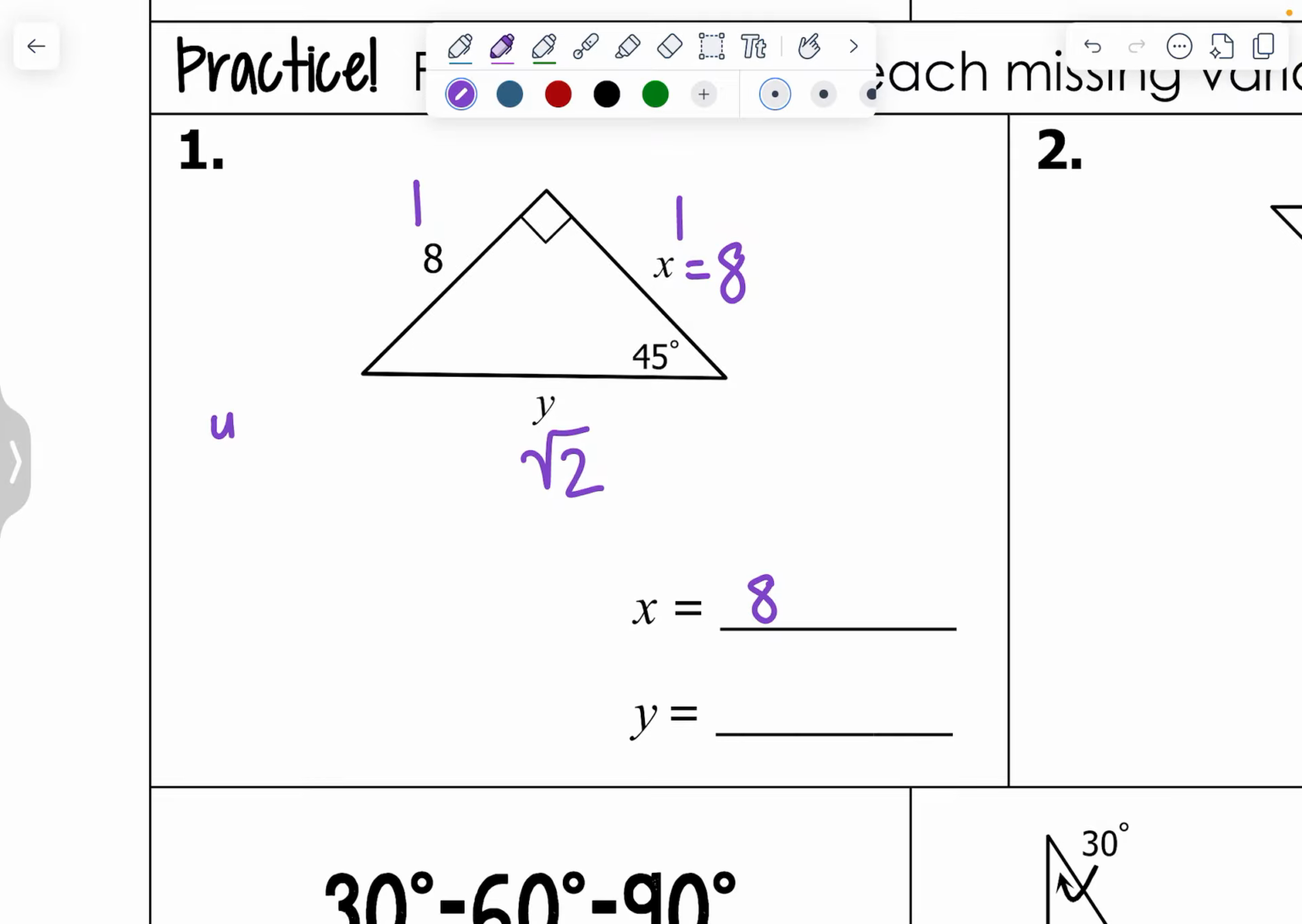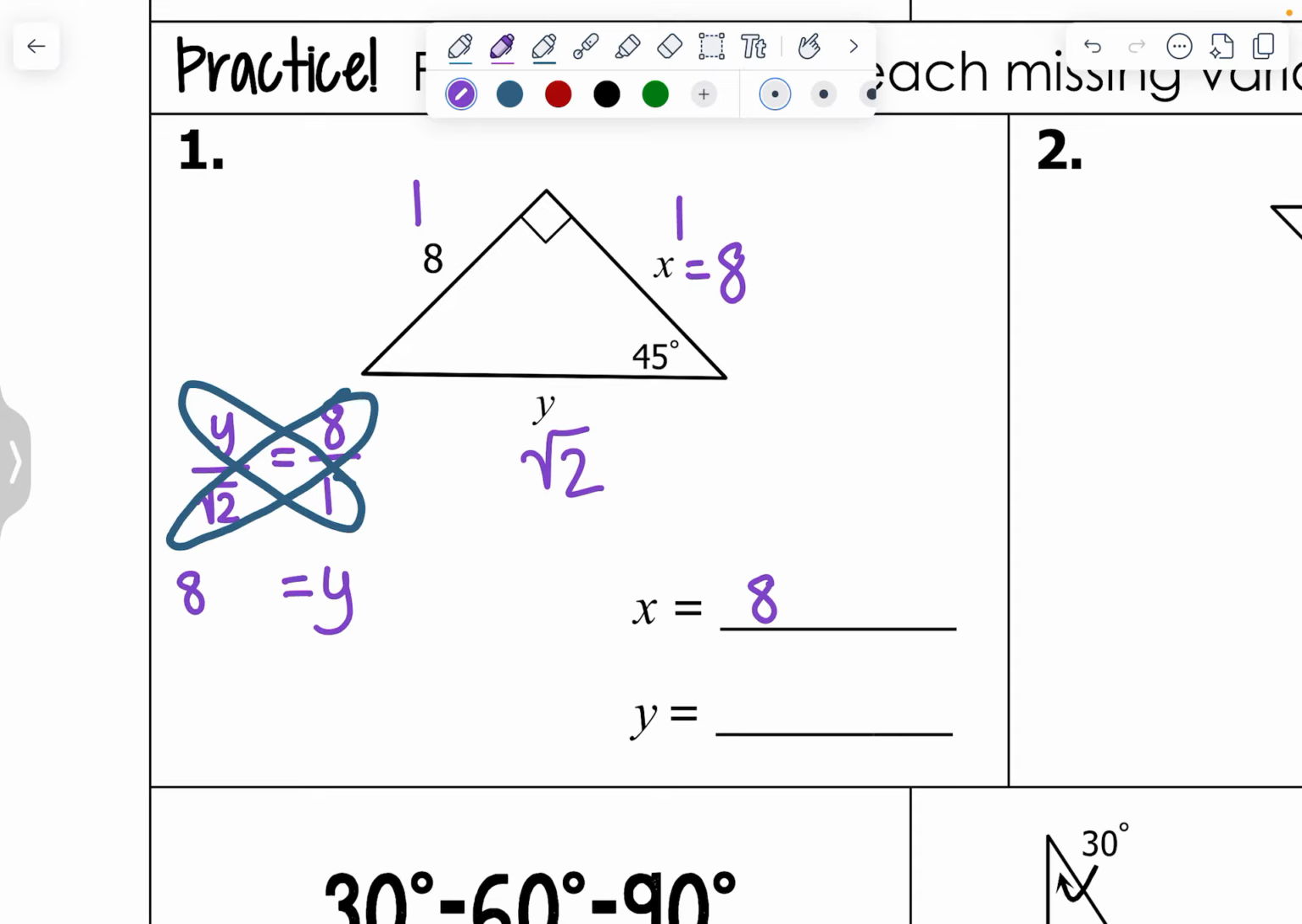Y, missing side, over radical 2, the rule, equals given side over rule. What is our given side? Our given side is 8 over what is the rule with 8? Our rule with 8 is 1. And so now we need to cross multiply. We need to butterfly. Y times 1 is y, and 8 times radical 2 is 8 radical 2. So y is 8 radical 2.